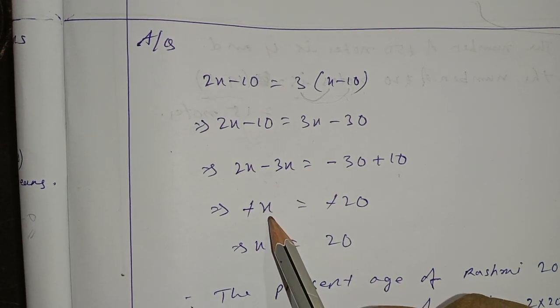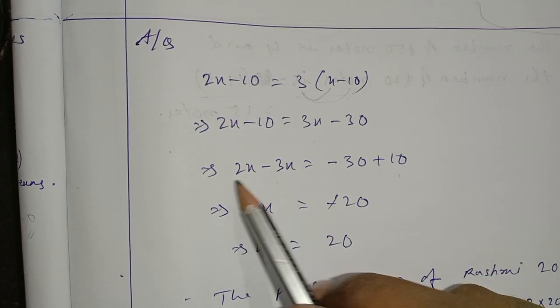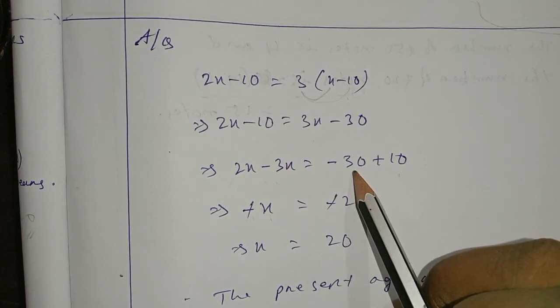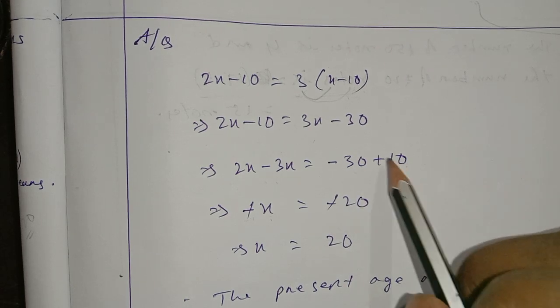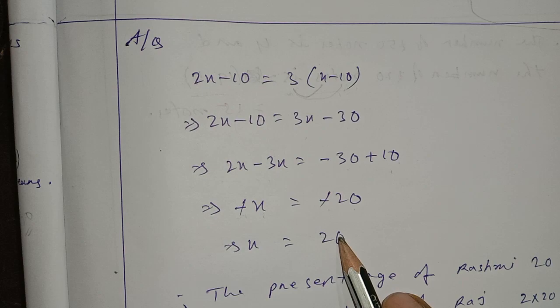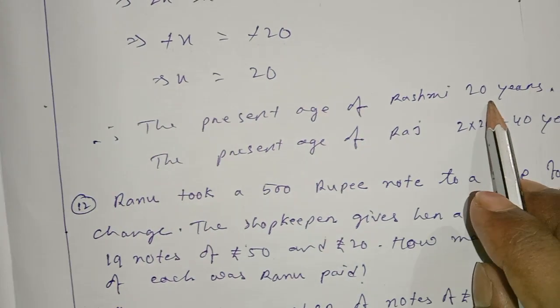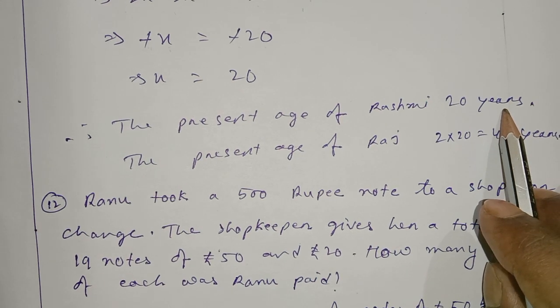Minus x. Okay, minus x will be here. Minus x, why? Because minus is greater than plus, so the minus sign will remain. Now 30 plus minus 30 plus 10 means minus 20. Minus minus cancel, so x is equal to how much? 20. Therefore the present age of Rashmi is 20 years.